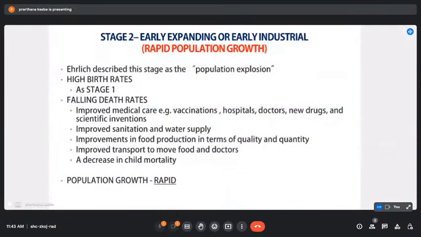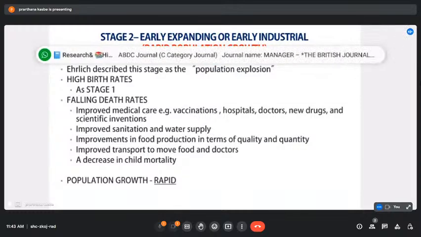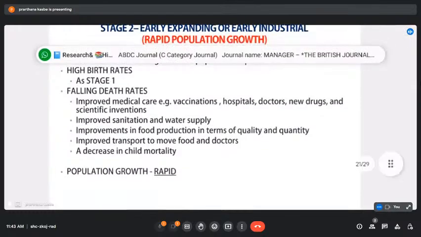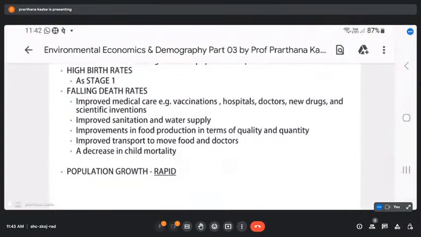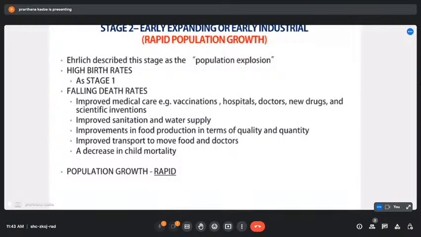Second stage is the early expanding or early industrial stage. This stage is called rapid population growth or the population explosion. म्हणजे लोकसंख्येचा विस्फोट जो आहे तर तो या सेकंड स्टेज मध्ये झालेला आहे. So in each, we describe this stage as the population explosion.